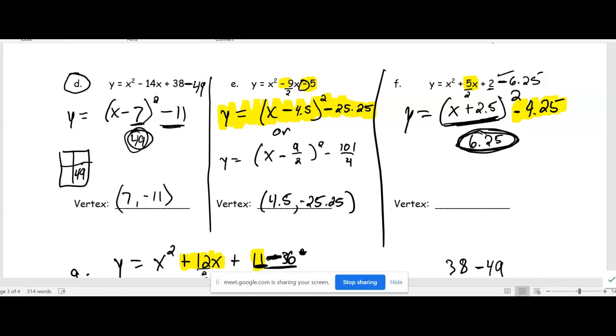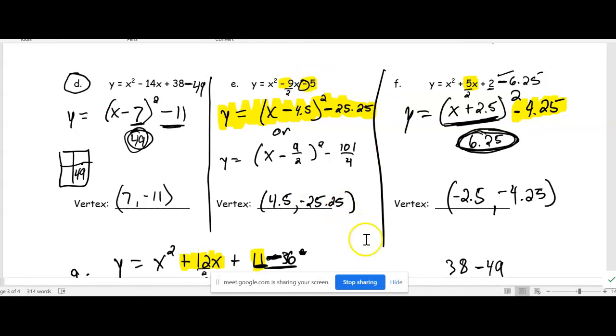Whatever we're creating in that little square in the bottom right-hand corner, if you just subtract that away from the constant in the original, that should give us the k value. Then we can write our vertex, which ultimately is what we're concerned about, so don't forget to do that: negative 2.5, and then a negative 4.25.